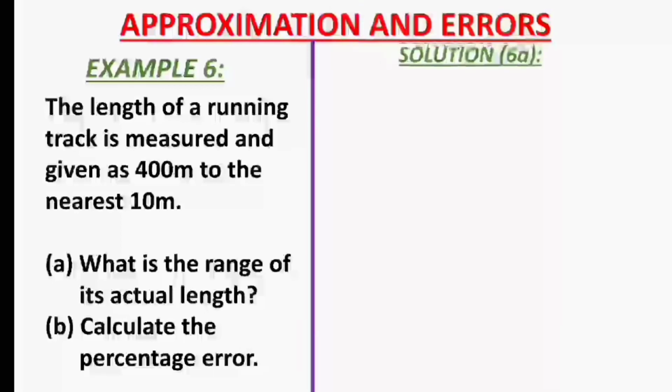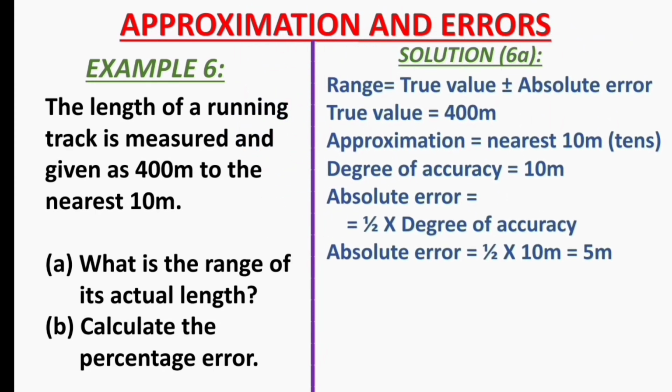Now, to know the solution to question 6a, the formula for range is the true value plus or minus the absolute error. In question 6, the true value is 400 meters. Now, to know the absolute error in question 6, the approximation is to the nearest 10 meters, which is to the nearest tens. That makes the degree of accuracy in question 6 to be 10 meters. Now, the absolute error, the formula to apply here is half of the degree of accuracy. So half times 10 meters will give you an absolute error of 5 meters.